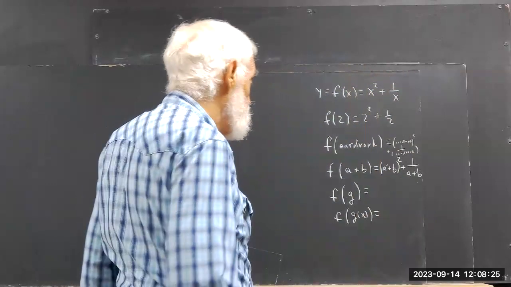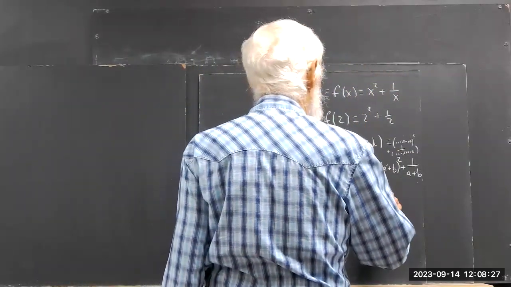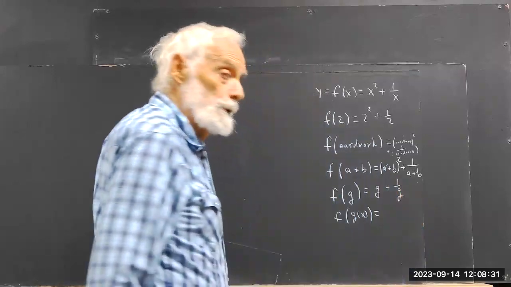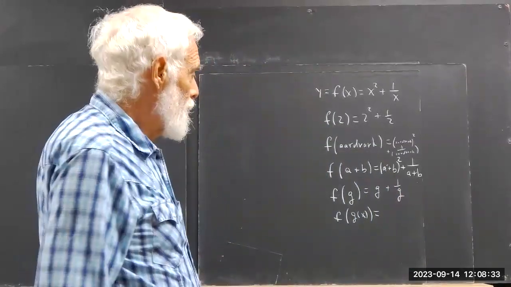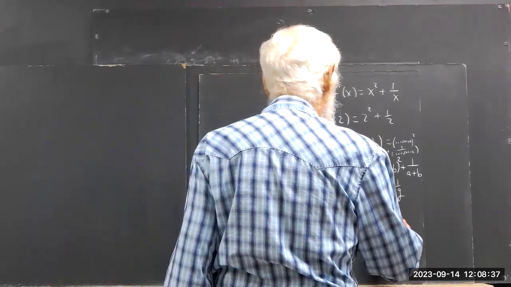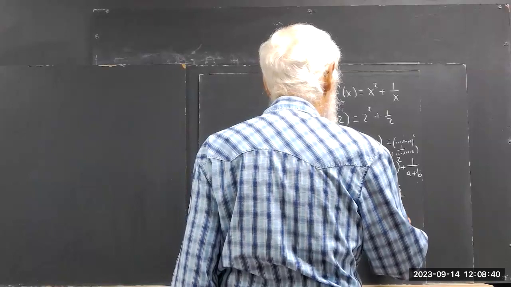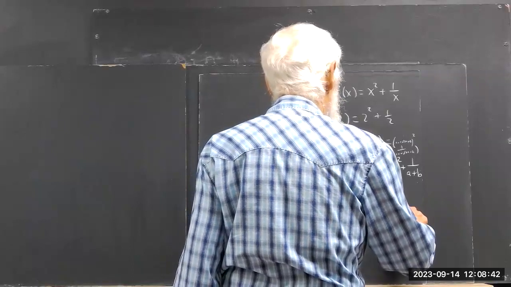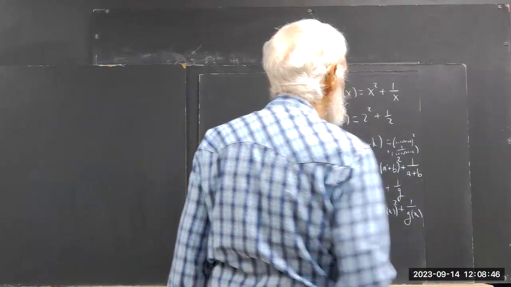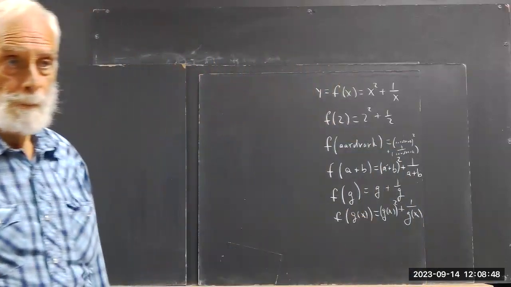Okay. F of G, well, that's probably the easiest one once you get into the symbols. G plus 1 over G, right? Now, F of G of X is G of X squared, and I'm pretty sure I saw parentheses around G of X. And that's a good idea.